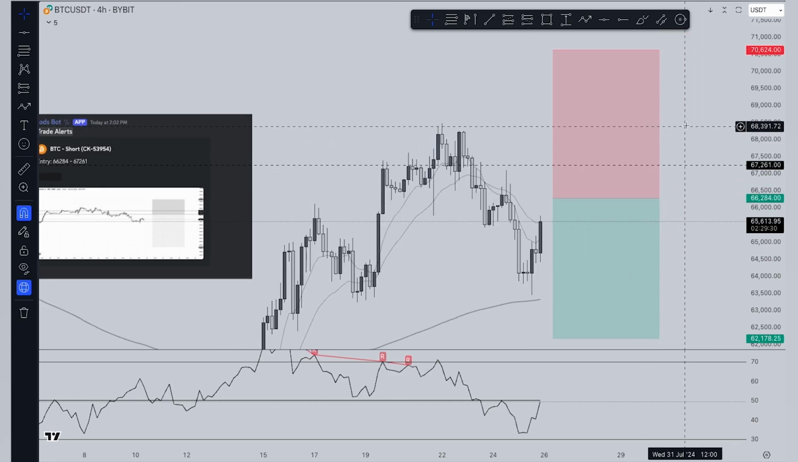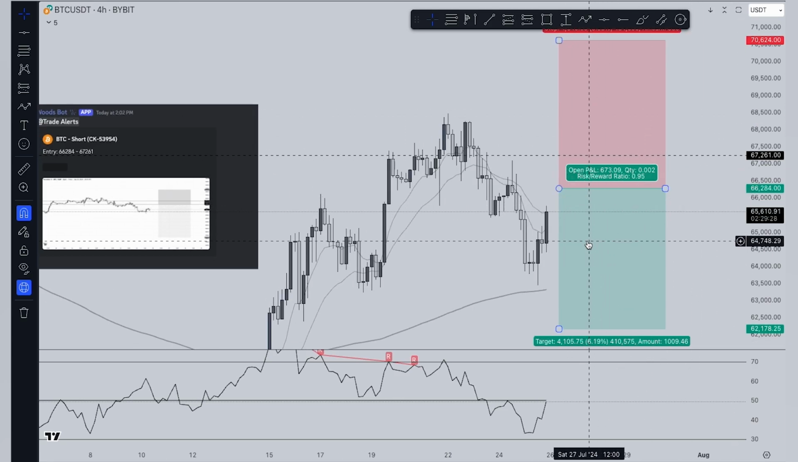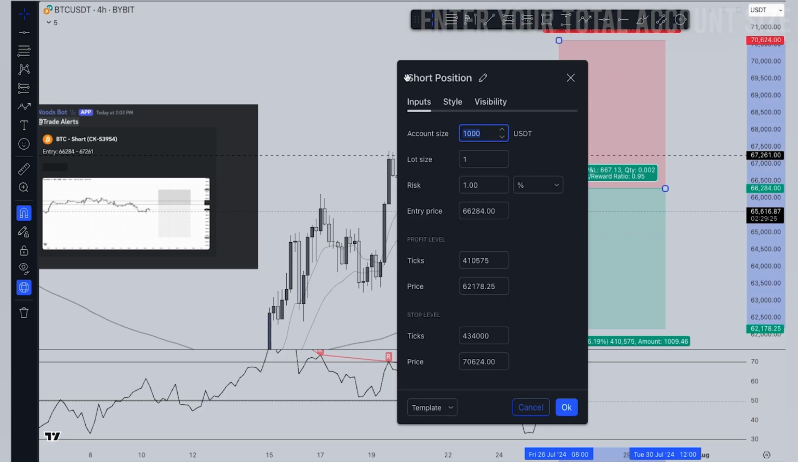Now what you're going to do is click onto the settings of the short position tool. You're going to put your account size that you have in USDT. For example, this is going to be your leverage account. You're going to always keep lot size at 1 there, and then you're going to calculate your risk through these settings here as well. So I have mine on percentage.